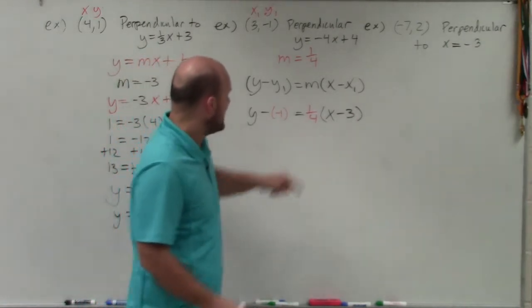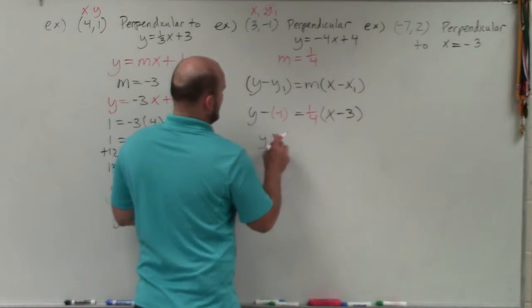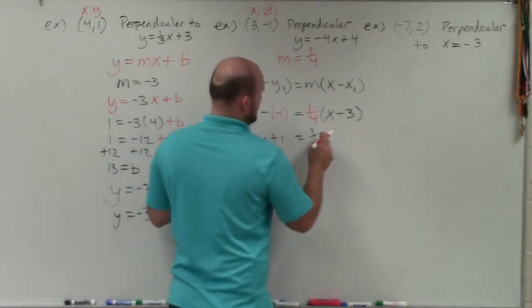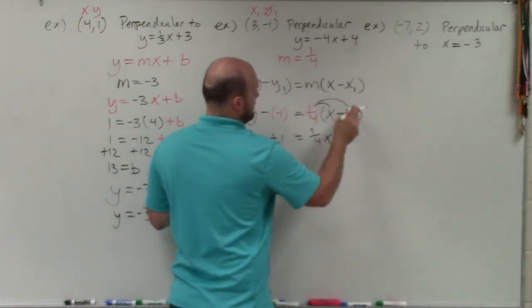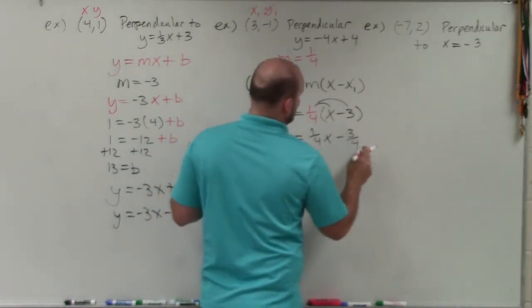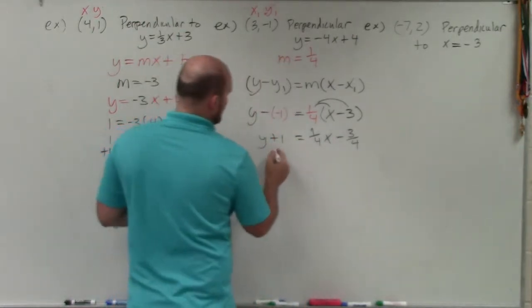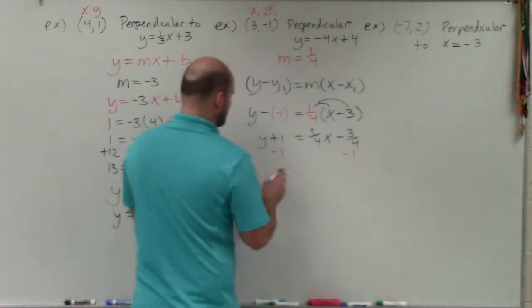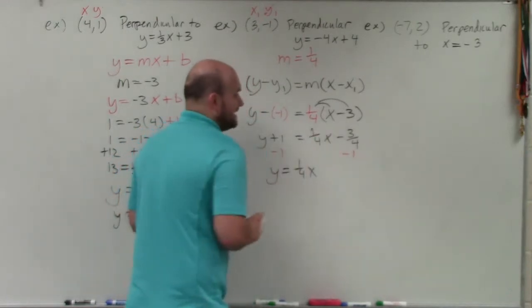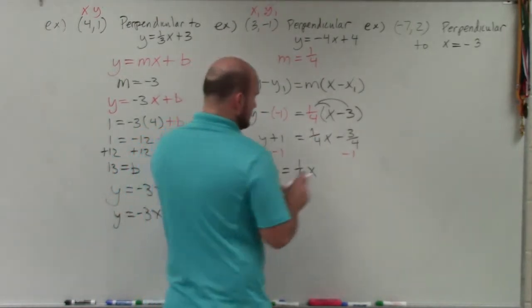OK, so now y minus -1 is y plus 1 equals 1/4 times x, which is 1/4 x. You've got to apply the distributive property. And 1/4 times -3 is going to be -3/4. Then I simply go ahead and subtract 1 to solve for y. So y equals 1/4 x, and then I need to do -3/4 minus 1.